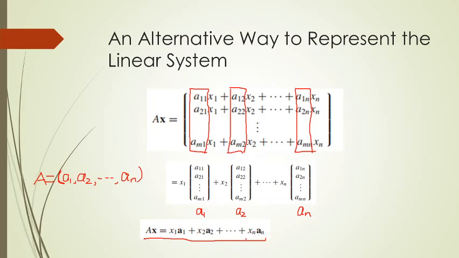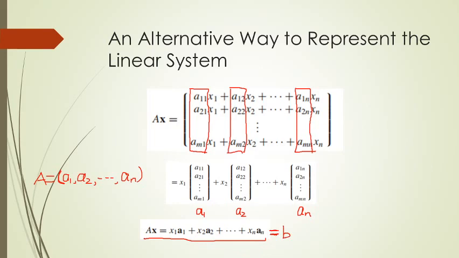Each unknown x1, x2, xn times the column vectors a1, a2, an, and then equals b, right? Equals the right side constant. Of course, equals the column vector, m by 1, okay?